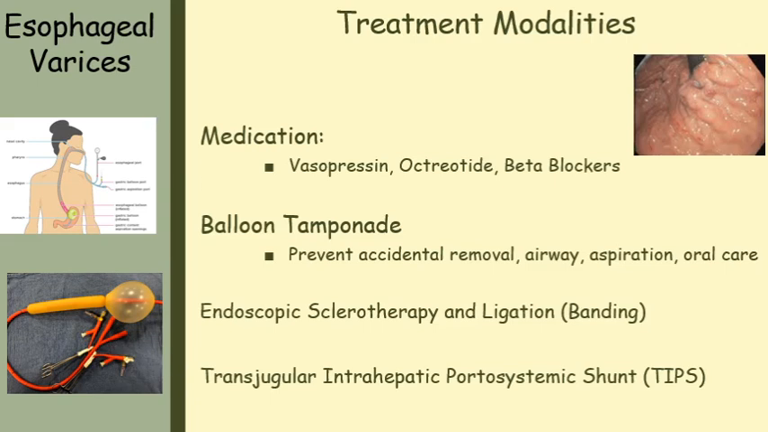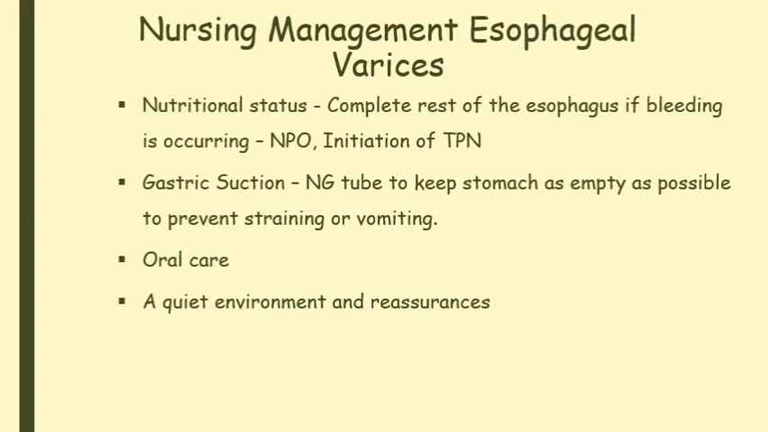Another treatment that they would do is the transjugular intrahepatic portosystemic shunt that we talked about. Transjugular, remember they go in where? They go in through the jugular in the neck. They go down to the portal vessel in the liver. And what do they do? They put a shunt in to help decrease that portal pressure. They shunt that fluid. So nursing management for esophageal varices, of course, is nutritional status.